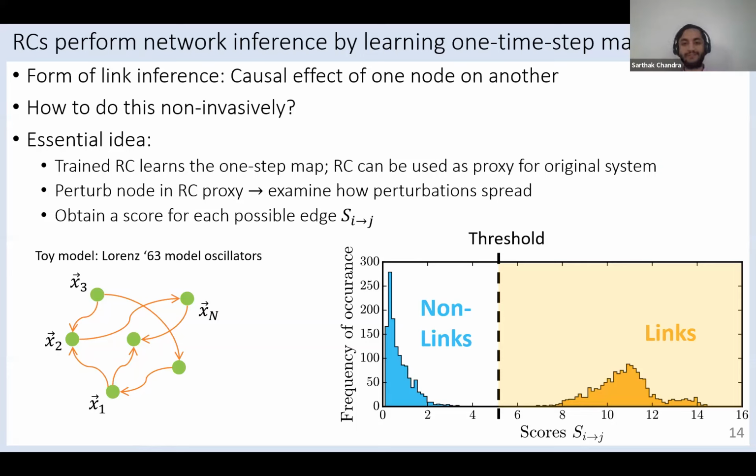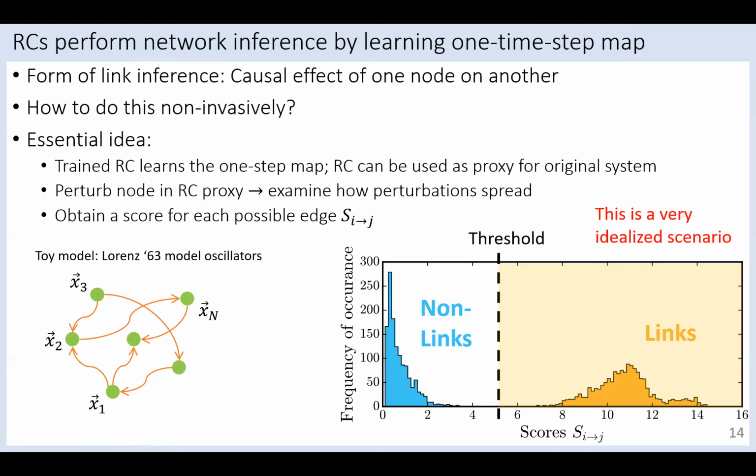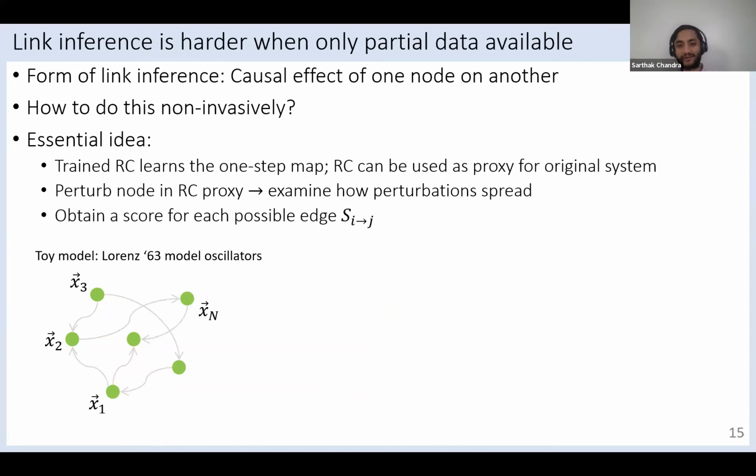I mean, okay, so we seem to have a method that does causal inference, and it seems to work wonderfully on this problem. But actually, this is a very, very idealized scenario, right? I started off with this very nice toy model of Lorentz oscillator, something we're all familiar with, and we got this very nice separation in this distribution. We're like, okay, this is how we do link inference. In practice, that's not really how it ends up working out.